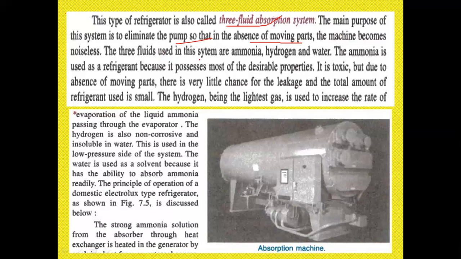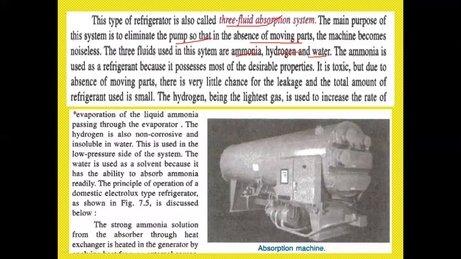The three fluids used in this system are ammonia, hydrogen, and water. The ammonia is used as a refrigerant because it possesses most of the desirable properties. It is toxic, but due to the absence of moving parts, there is very little chance of leakage, and also the total quantity of refrigerant used is small.